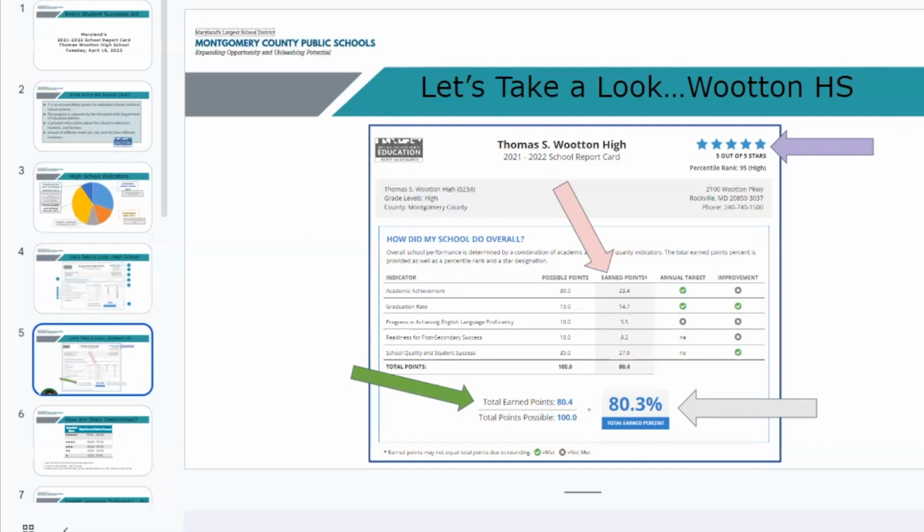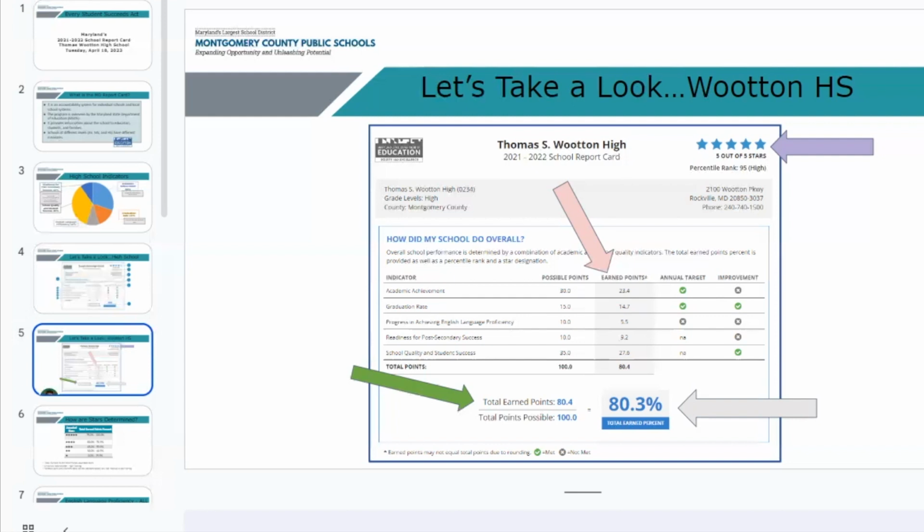Just a little note then, as I said before, I talked about some of the indicators and how they correlate to the actual points, just breaking this down. So academic achievement, that's indicator number 1, possible points of 30. Wooten earned 23 points. Graduation rate, that's a possible 15 points. Wooten has earned 14.7 points. We've earned almost all of them in graduation rate, but our graduation validation process is very strong, and so the vast majority of our students graduate with no issue.